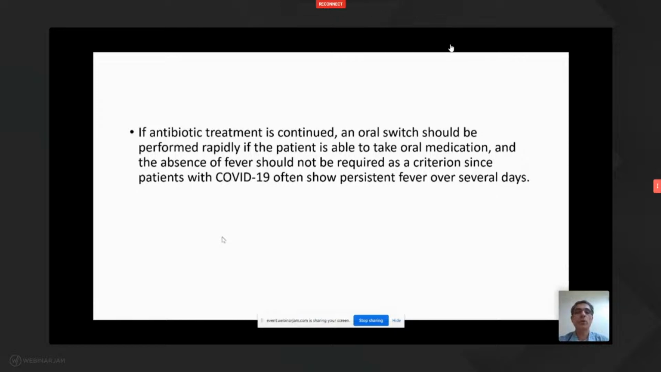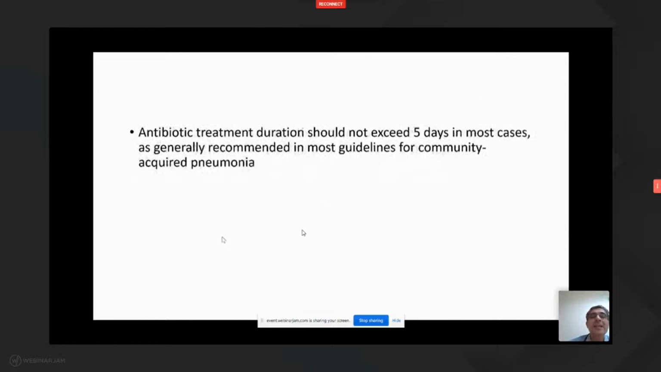This applies if the patient is able to take oral medication, and as I said, the absence of fever is not a criterion, since COVID-19 can have fever for 10 to 14 days. So there is not going to be a quick resolution of fever. The key is to de-escalate if possible, and de-escalation from IV to PO should be done as part of your antibiotic stewardship. And even if you are not able to de-escalate for whatever reason, or the IV to PO change is not possible, the maximum duration of treatment should not exceed 5 days for a CAP, as most of the recommendations are for 5 days for a CAP patient.